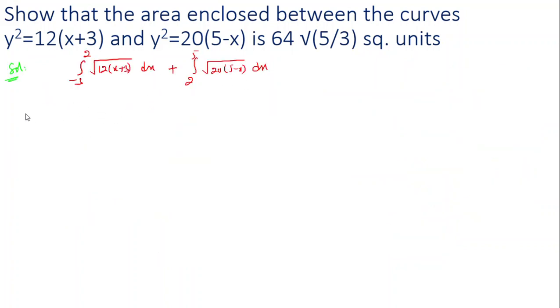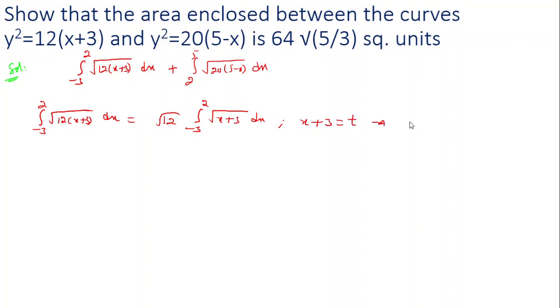So now let us find the first area, the integral from minus 3 to 2 of root 12 of x plus 3 dx. This is equal to root 12 times the integral from minus 3 to 2 of root of x plus 3 dx, and let us take x plus 3 as t. So now dx is equal to dt. Root 12 can be written as root 4 into 3, which becomes 2 root 3, and now this is the integral from minus 3 to 2 of root t dt. We have taken x plus 3 as t, and so root x plus 3 is root t.